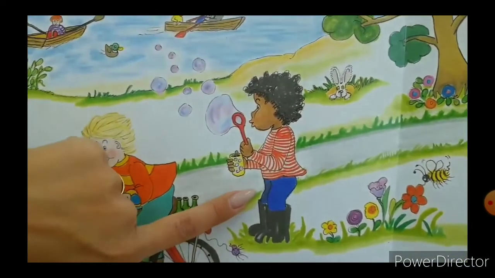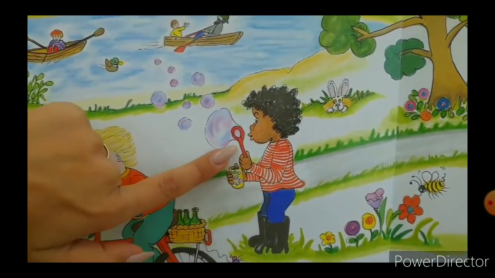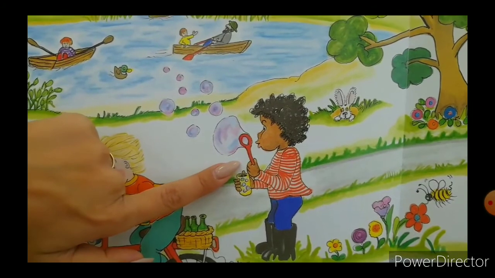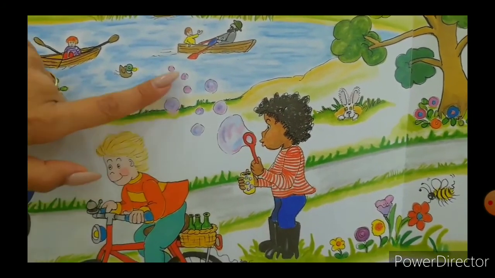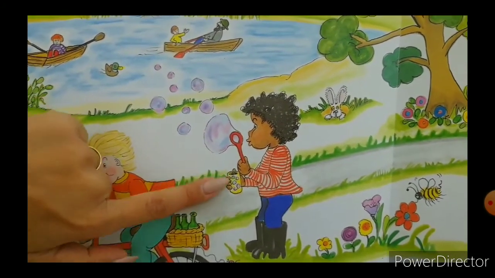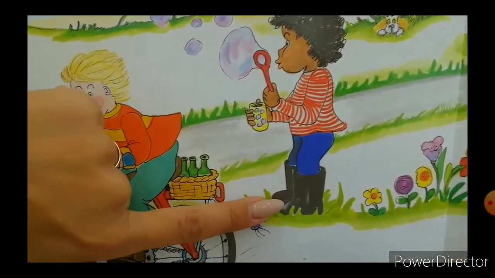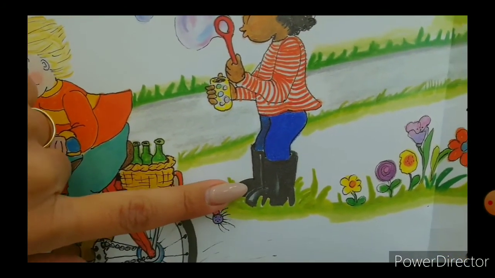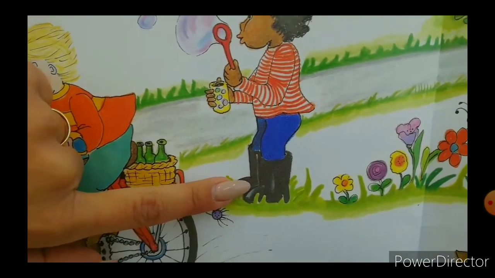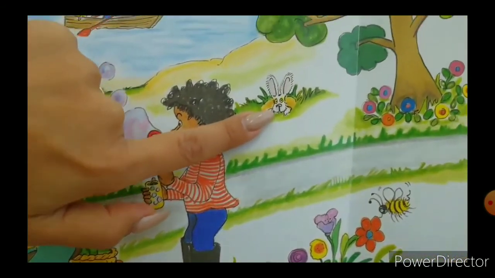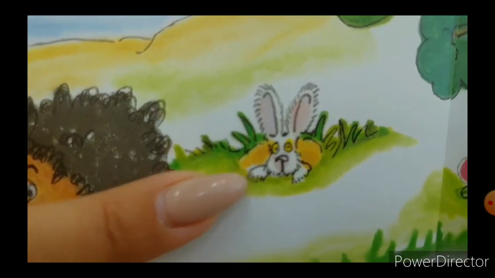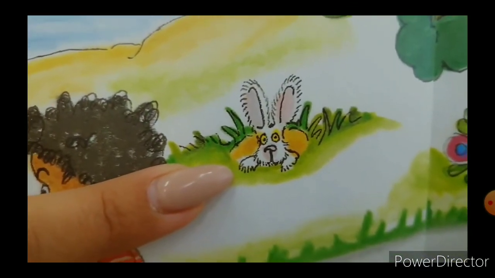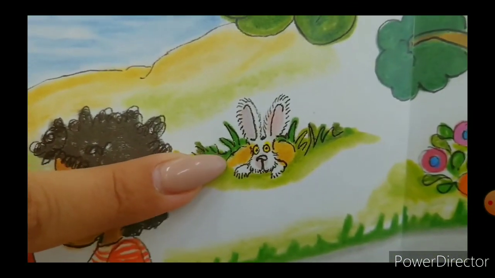And this girl here, she's blowing bubbles, B, bubbles. Look at the bubbles. She is wearing black boots, B, black, B, boots. And look, who's that? This is a bunny. The bunny is hiding.